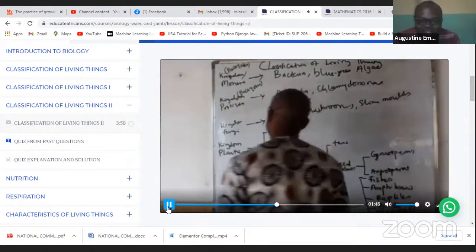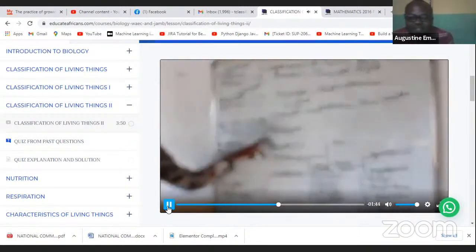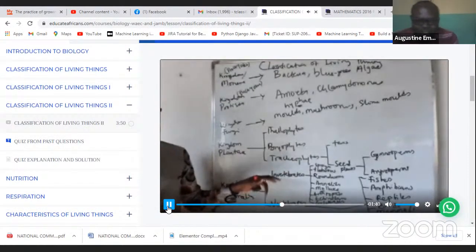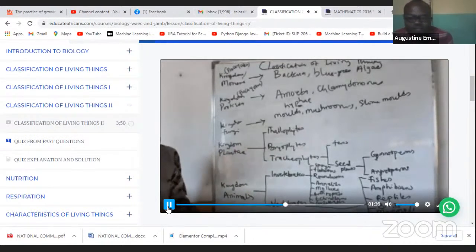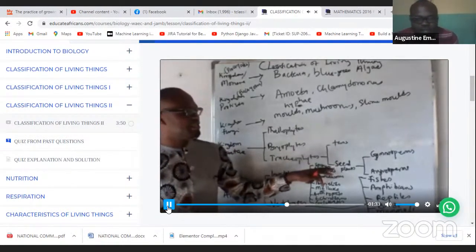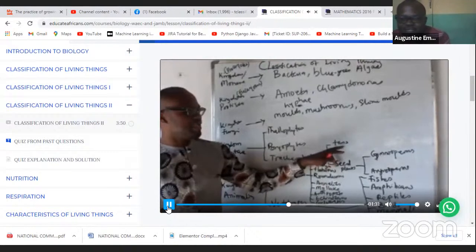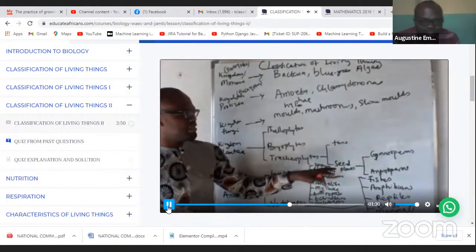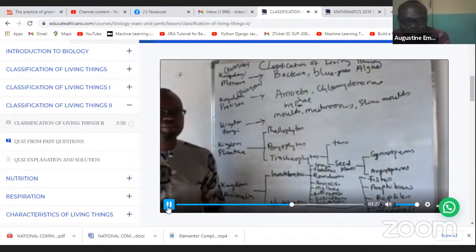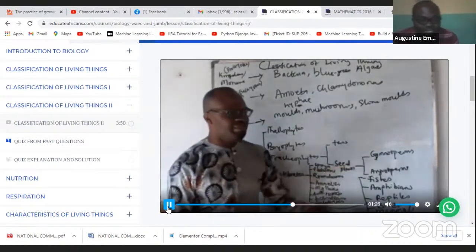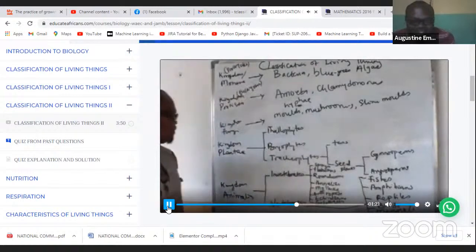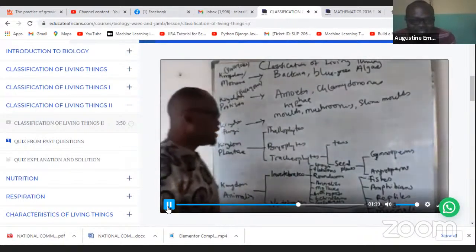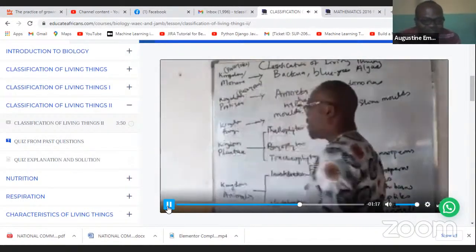Under the Plantae, we have the Talophytes or the Talophyta, we have the Bryophytes or the Bryophytas, and the Tracheophytes. The Tracheophytes are the most developed, under which we have the ferns and the seed plants. Ferns don't bear seeds. Then we have seed plants, the ones that bear seeds. But under the seed plants, we have the gymnosperms and the angiosperms.